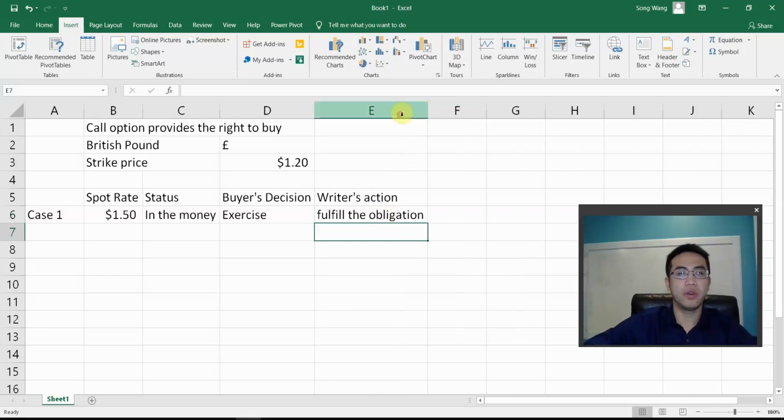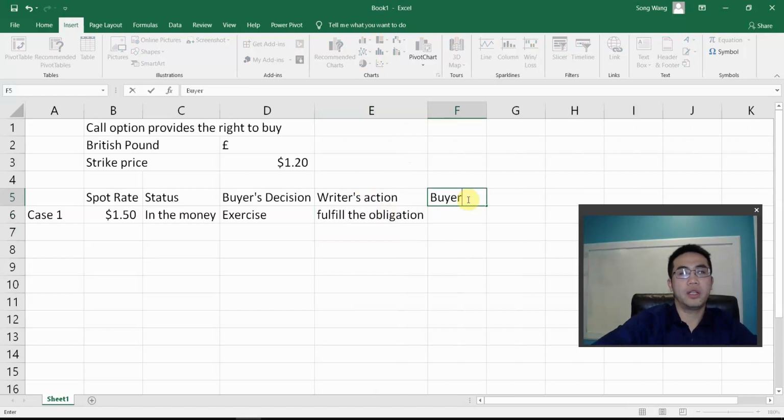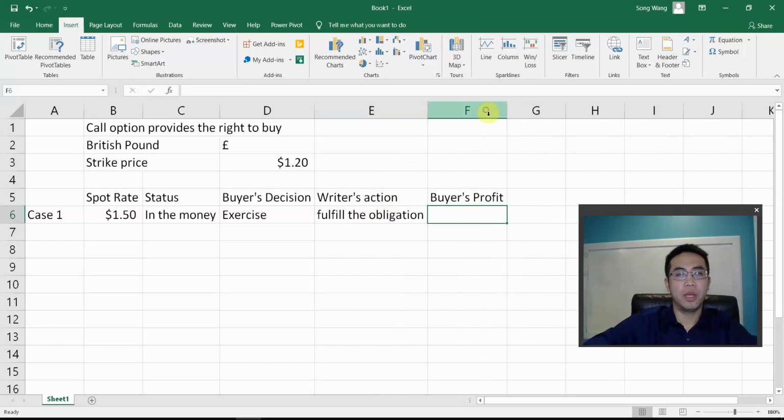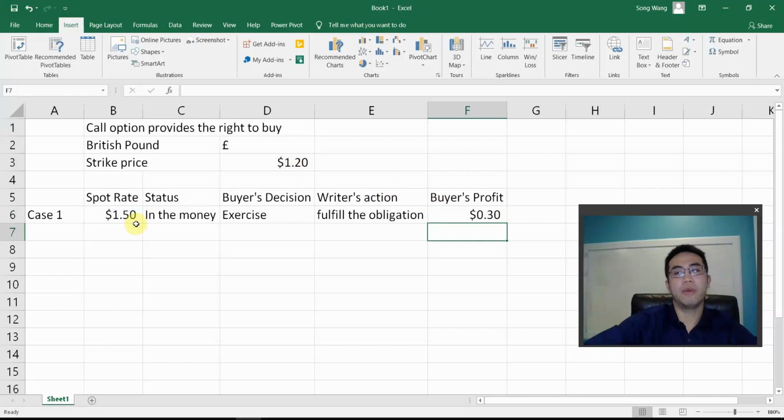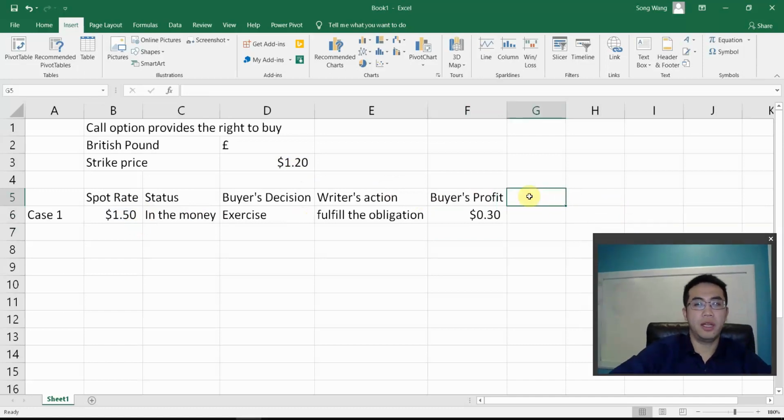Okay, is to fulfill the obligation. All right, and you can also figure out the buyer's profit. The buyer's profit would be equal to $1.5 minus $1.2 per British pound. The buyer will buy at 1.2 and then sell at 1.5. The buyer would make a 0.30 profit.